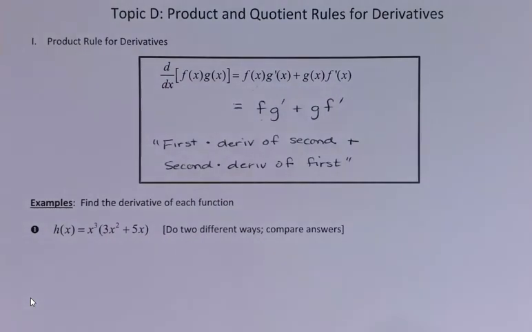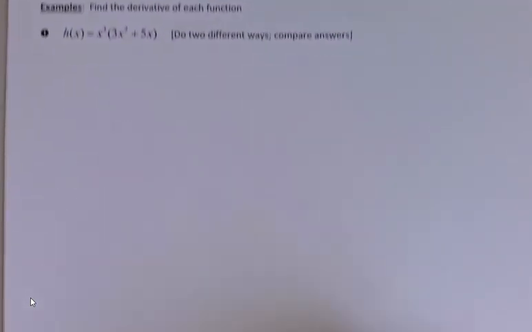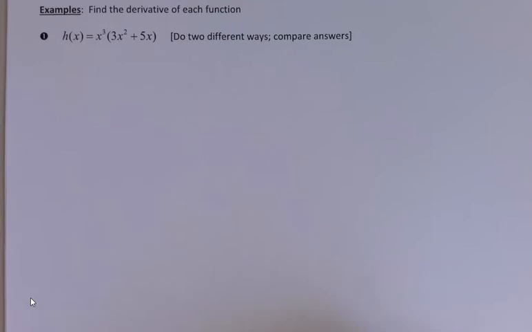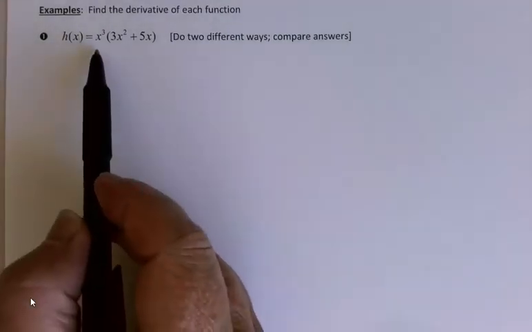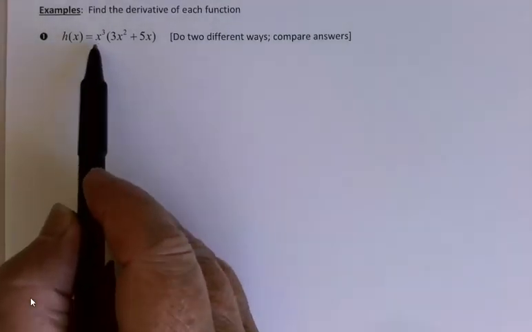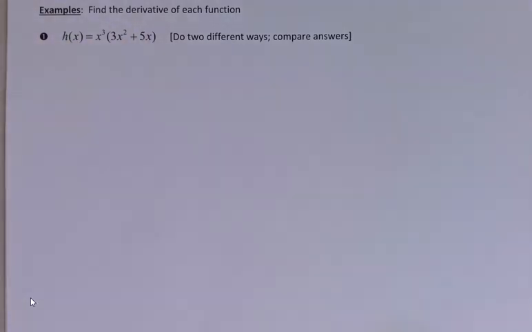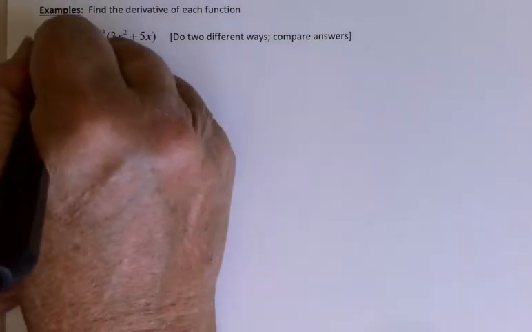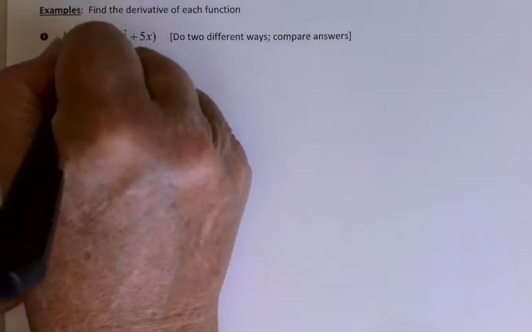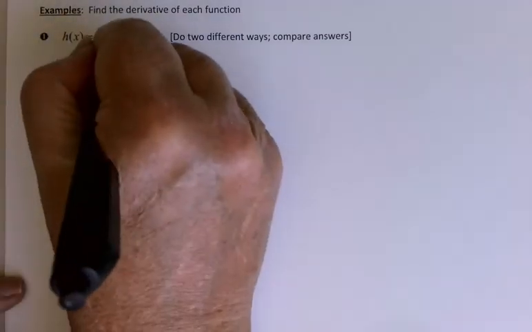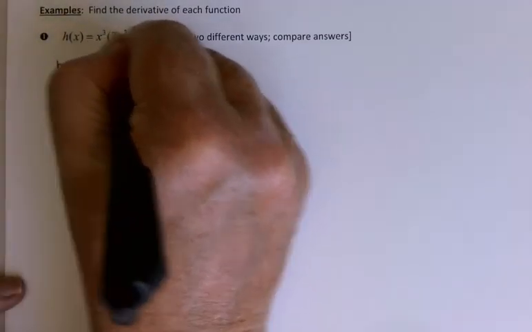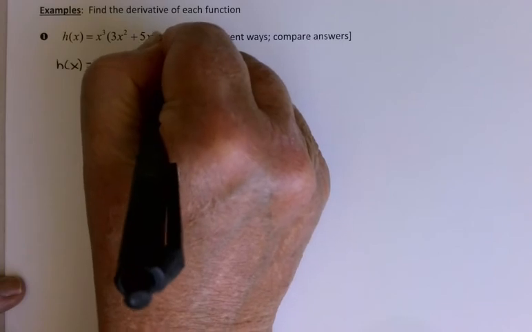All right, let's try this out a little bit. In our first example, we're actually going to do the problem twice. If we didn't have our new product rule, you could have done this problem anyway, just by multiplying it out first. So let's start by doing that. Still h of x, I haven't done any derivatives yet, would be 3x to the fifth plus 5x to the fourth.